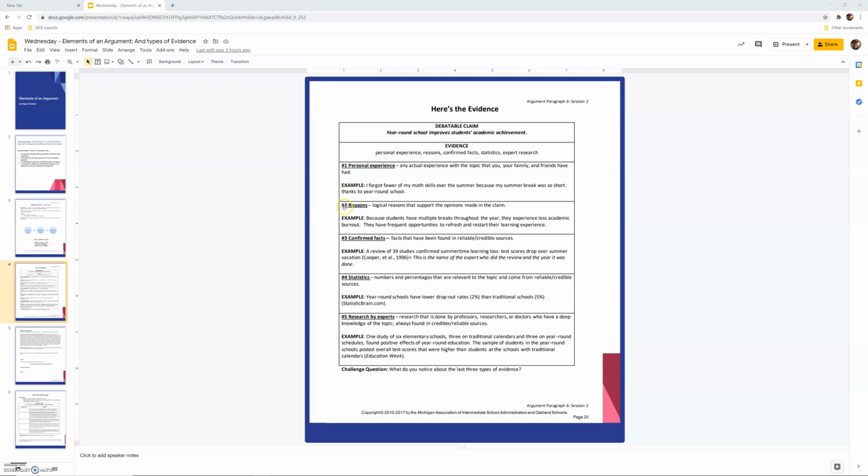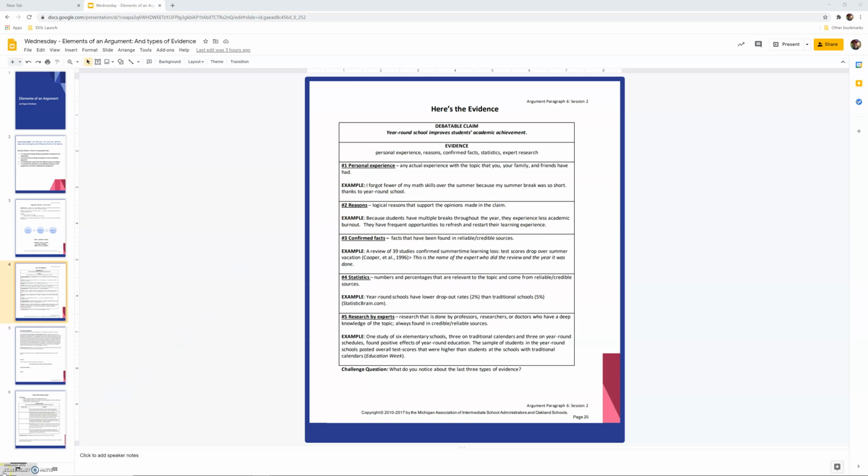The next type of evidence in our chart is reasons. Logical reasons that support the opinions made in the claim. Basically, those are kind of logical things that you can infer. If such a thing is to take place, then another thing must be true because of that fact. A specific example is, because students have multiple breaks throughout the year, they experience less academic burnout. They have frequent opportunities to refresh and restart their learning experience. A logical reason, something that definitely could occur because of year-round schooling, and it definitely causes it to qualify as a logical reason.